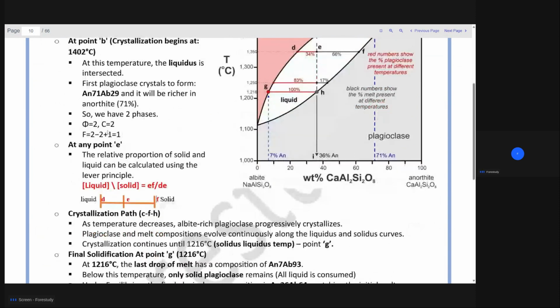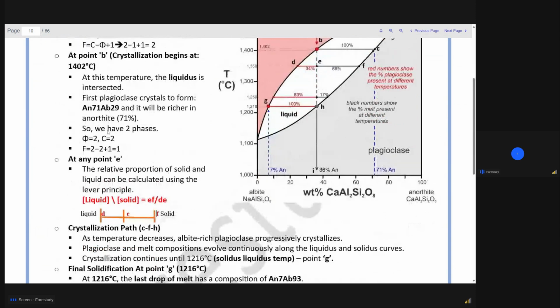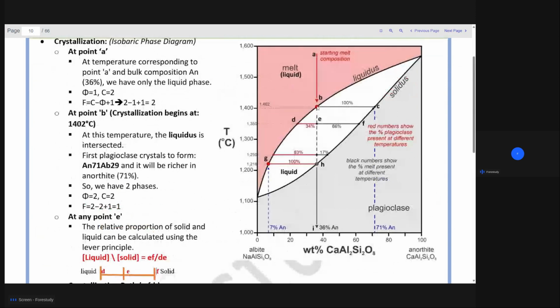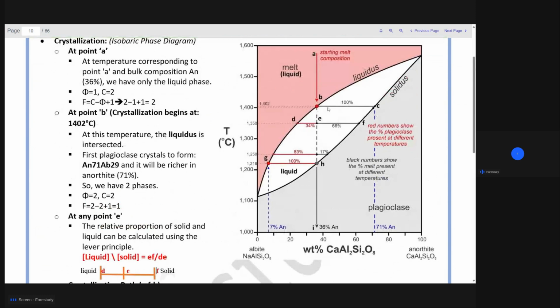Now say at any point E, how do we calculate? Say this again cools down and comes to D. This will follow this path only. The melt, after hitting the liquidus, will follow this path. It will come to D, then come to G, like that. So say it comes to D.